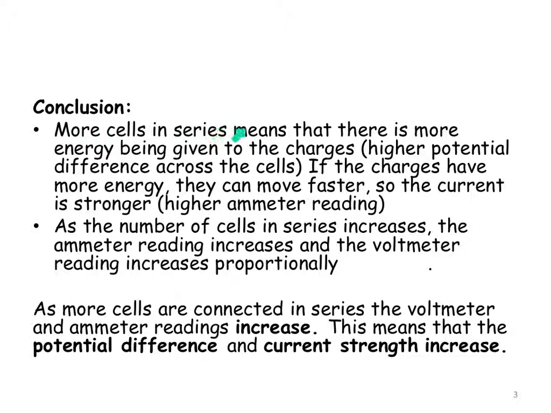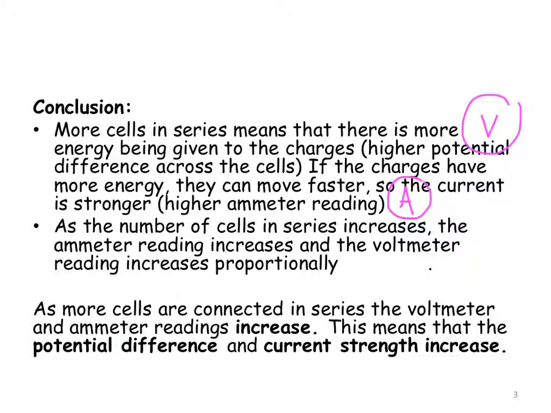So the more cells that you put in series means that there's more energy being given to the charges, and therefore, if the charges have more energy, they can move faster. So more energy results in a higher potential difference, and moving faster means that you get a bigger reading on the ammeter. So your conclusion: as the number of cells in series increases, the ammeter reading increases and the voltmeter reading increases in proportion. As more cells are connected in series, the voltmeter and the ammeter readings are going to increase. That means both the potential difference and the current strength increase.